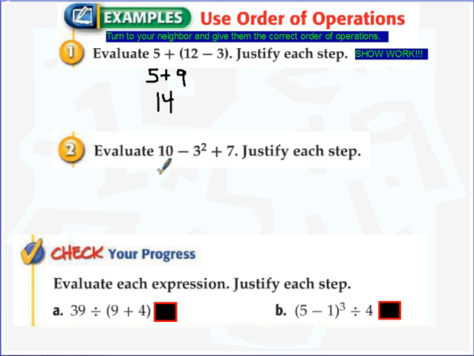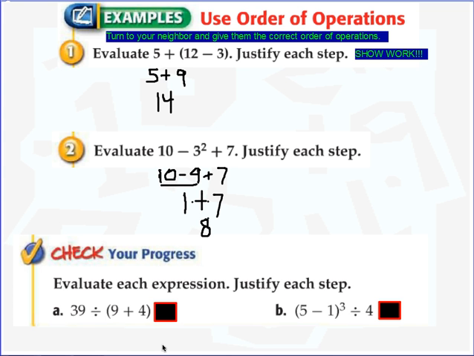Now they get a little bit tricky. No parentheses here, but we do have an exponent. So I'm going to keep the 10 minus 9. That is not a 6. Never multiply the base times the exponent. And the plus 7. Now I'm going to go left to right. So 1 plus 7, 8. Final answer. Okay, so let's look here. The final answer to this one is 3.